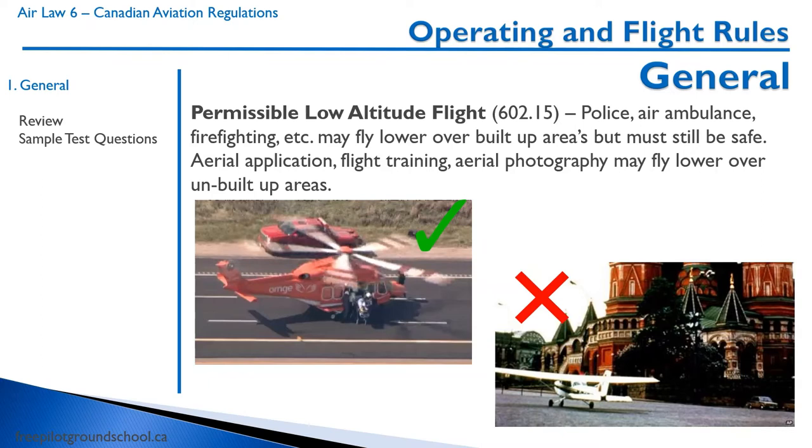Here are a couple of pictures just to illustrate. On the left, we have an air ambulance helicopter landing on a highway to pick up a patient. And on the right is, I can't remember this guy's name, but somehow he got a hold of a Cessna 150 and landed in Red Square in Moscow just to embarrass the Soviet government in the mid-80s. I think he probably got sent off to the gulag somewhere, or I'm pretty sure his life wasn't made terribly pleasant by the Soviet authorities for embarrassing their security apparatus.